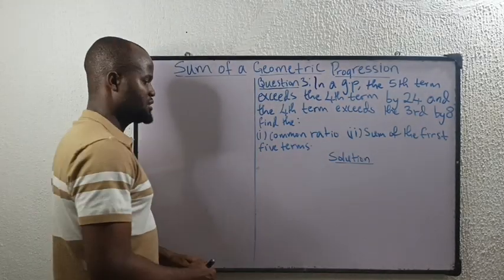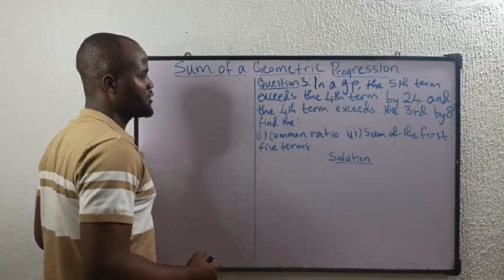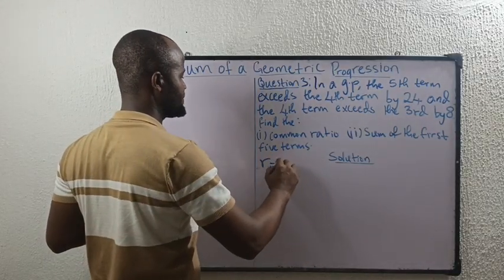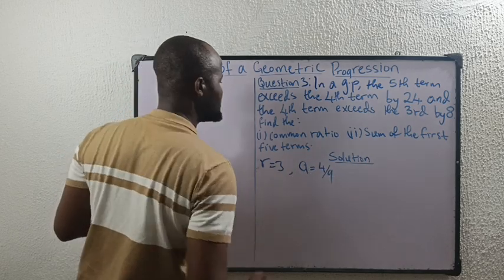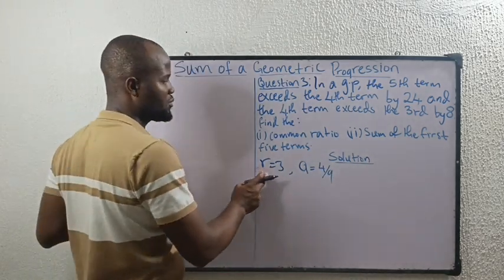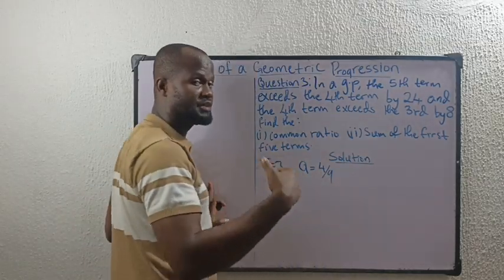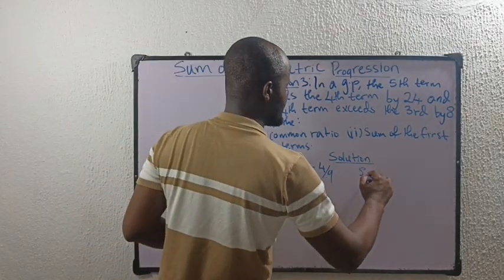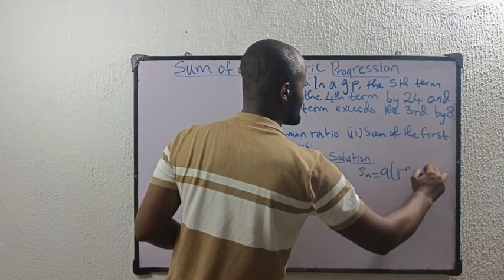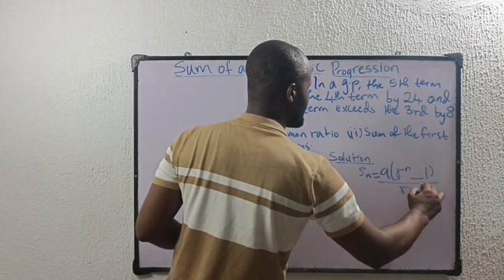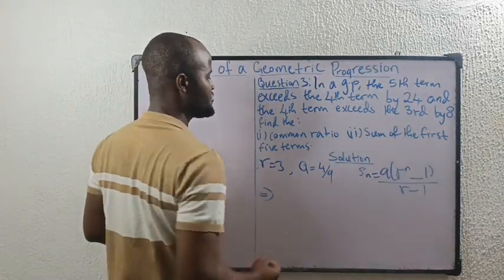And the second question says the sum of the first 5 terms. So first of all, our common ratio is 3, and our first term is 4 over 9. So since our common ratio is 3, what formula are we using? We're using this one, where the common ratio is greater than 1, which is Sn equals A times (R raised to the power of n minus 1), all divided by R minus 1. So this implies, let's just input the values.